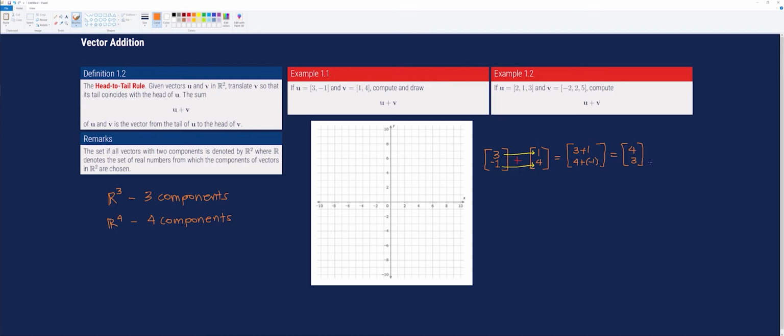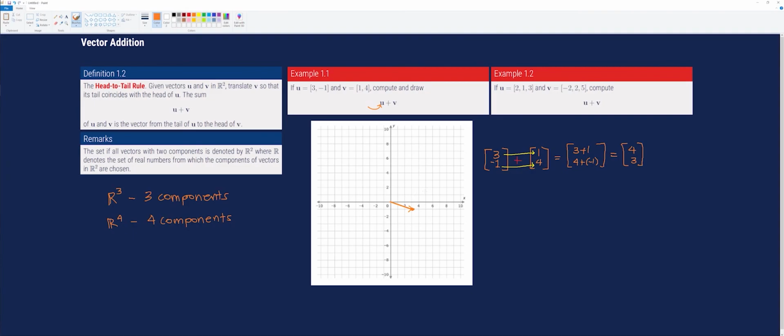To represent this geometrically, we will first draw the vector u. To do that, we need to count 3 units to the right and 1 unit downward because it's negative. So that's 1, 2, 3, and 1 unit downward. So vector u is somewhere here. Let's draw a vector whose tail is at the origin, and let's specify the arrowhead. So that's vector u.